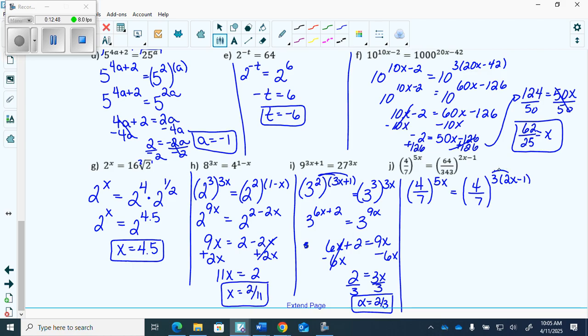What did you get for H? So I get 4 over 7 to the 5x equals 4 over 7 to the 6x minus 3. Then I get 5x equals 6x minus 3, minus 6x. Guys, too much talking.